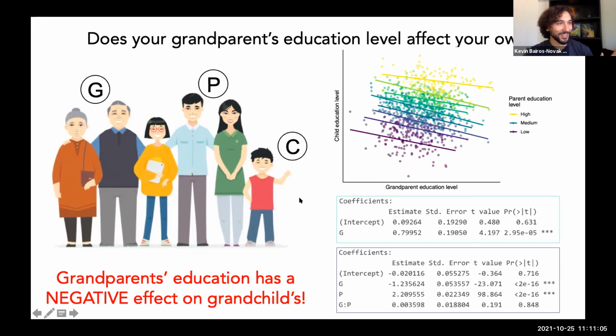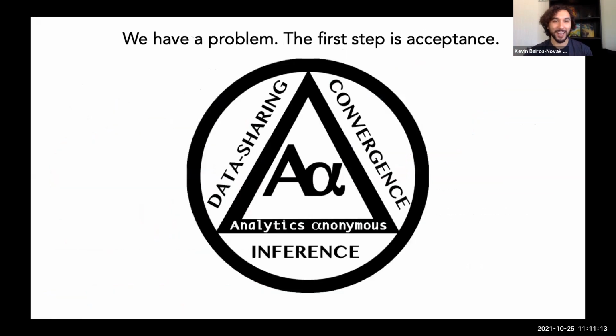Should we all hope for non-educated grandparents so that we attain a higher education level? I don't think so. I don't think that's logical, but maybe we can go through some steps to analyze this. So I guess the first step that I'm always saying is we have a problem, and the first step is acceptance. So I hope you'll join me.